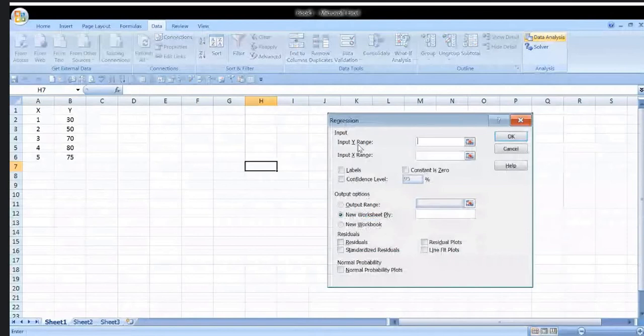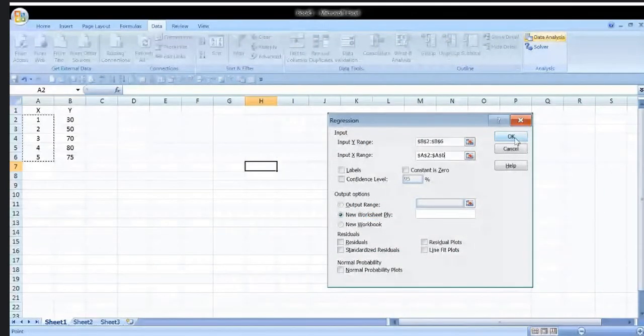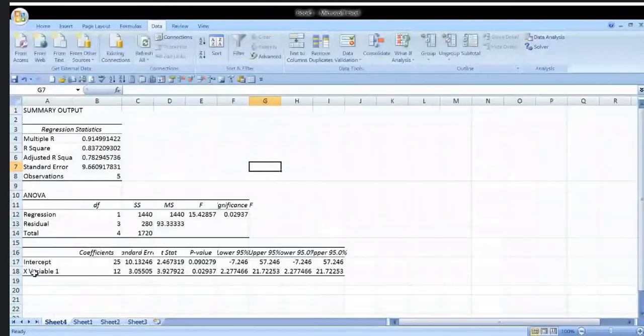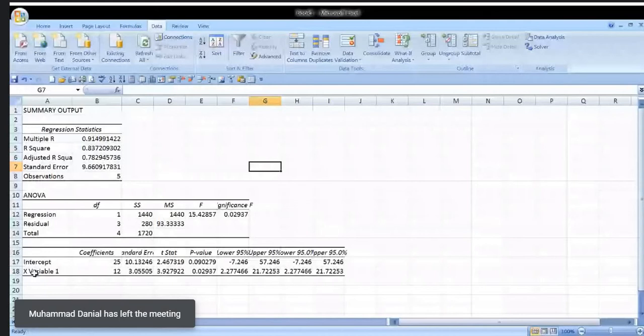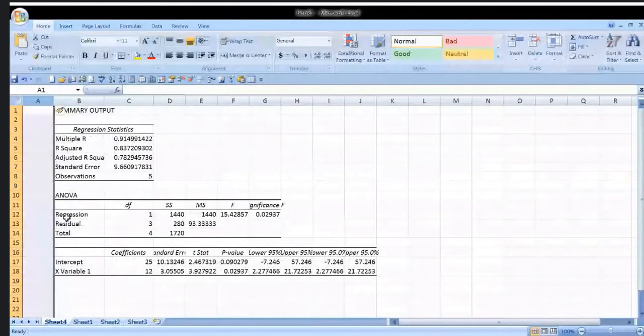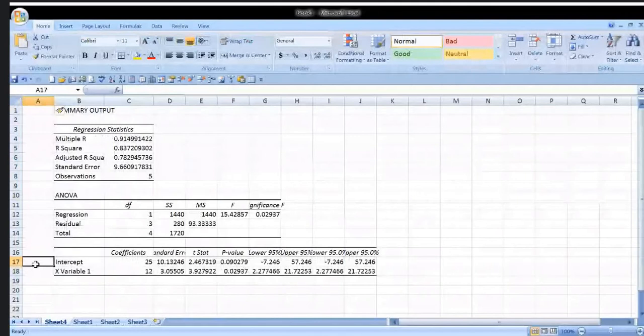Okay, we look at the important parts. Intercept is the value A. You must remember that intercept is A, and X variable 1 is B. If you get the same result, A is 25 and B is 12.